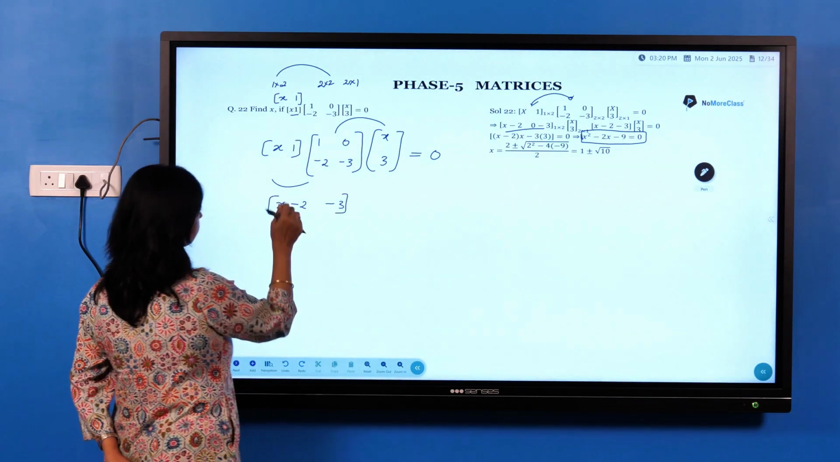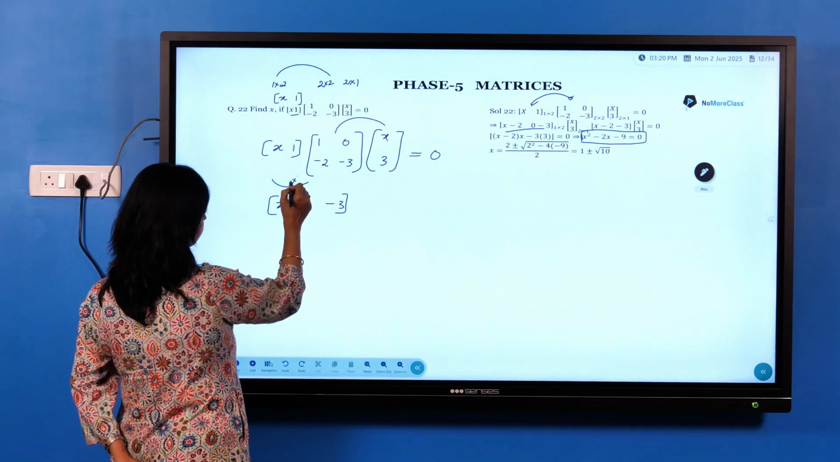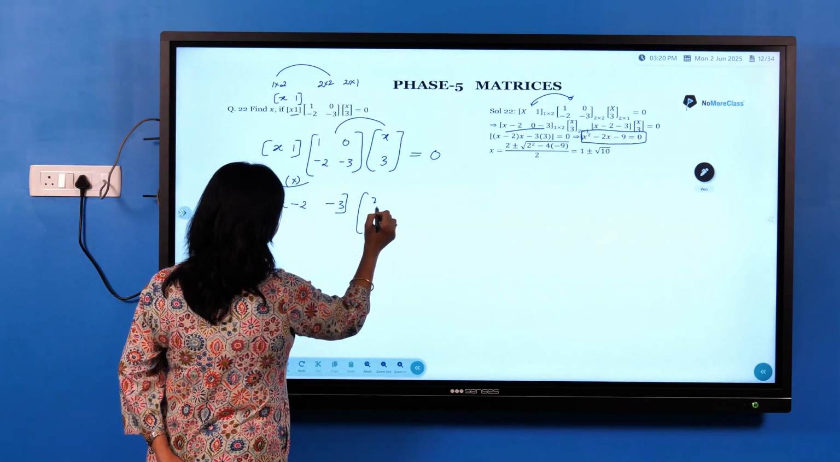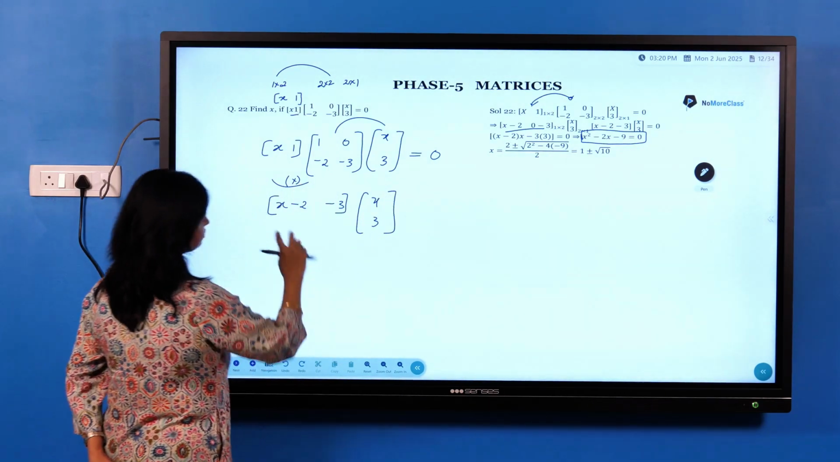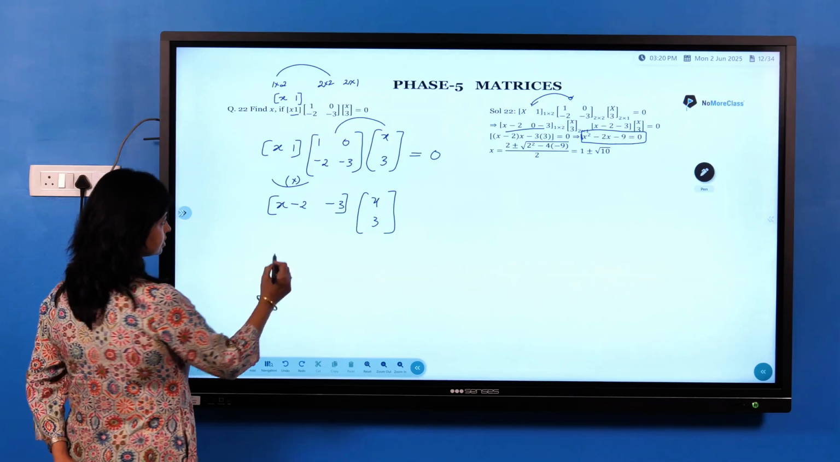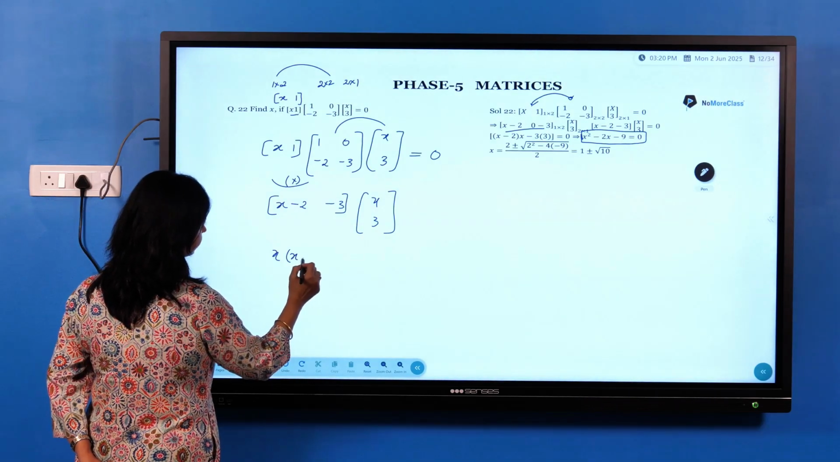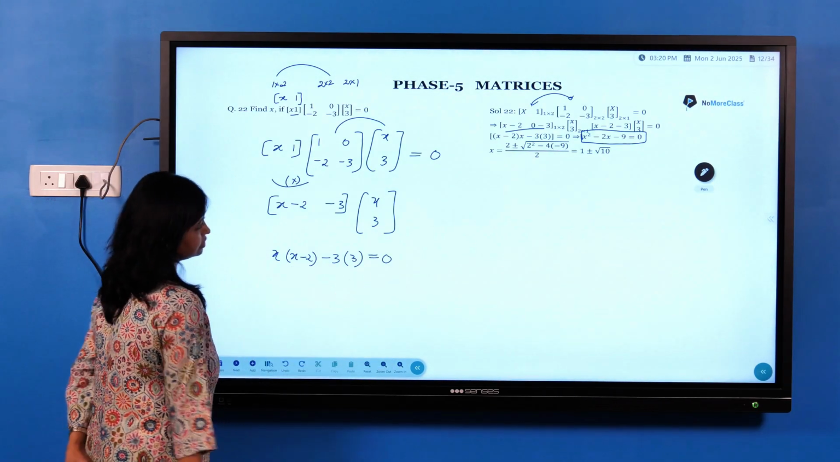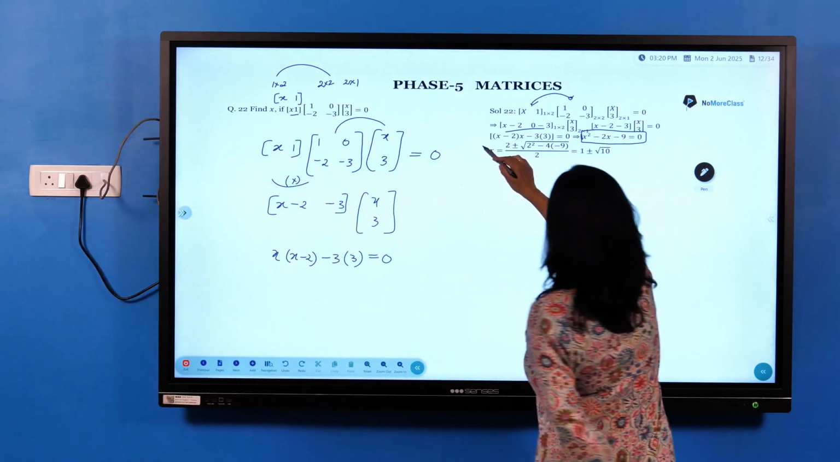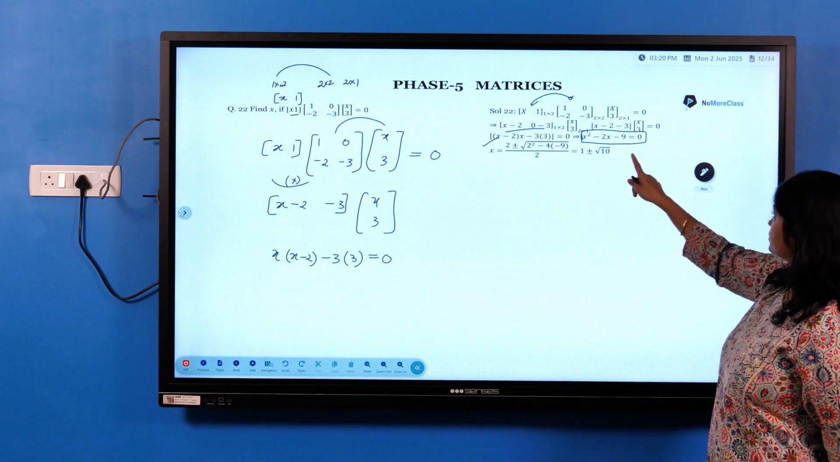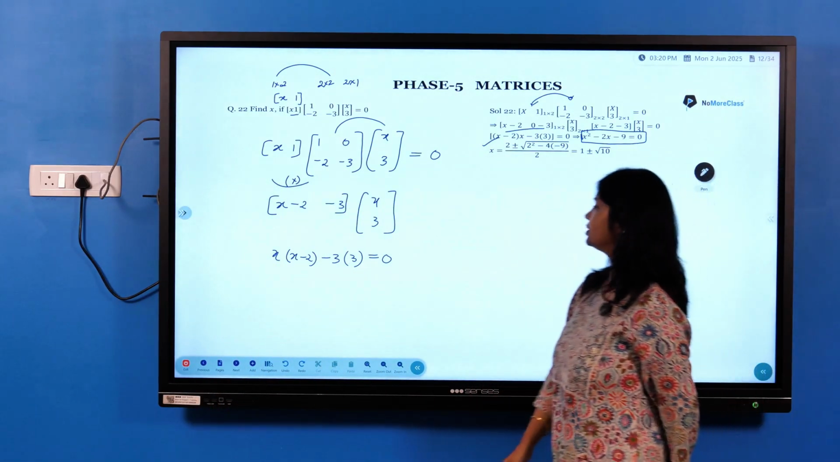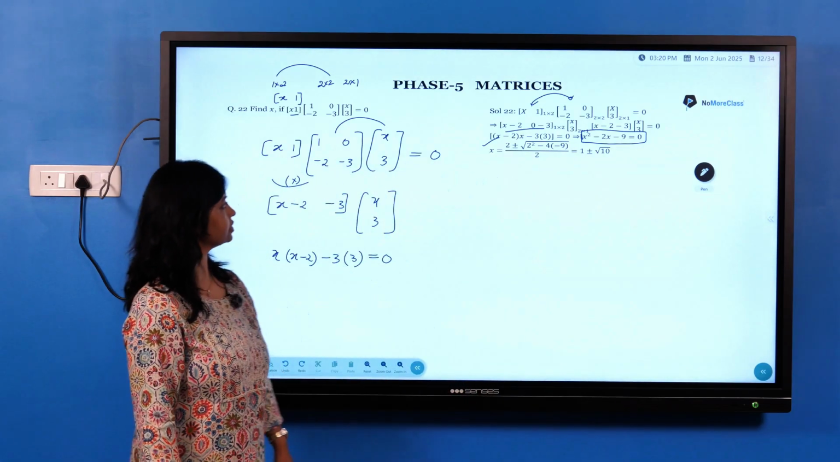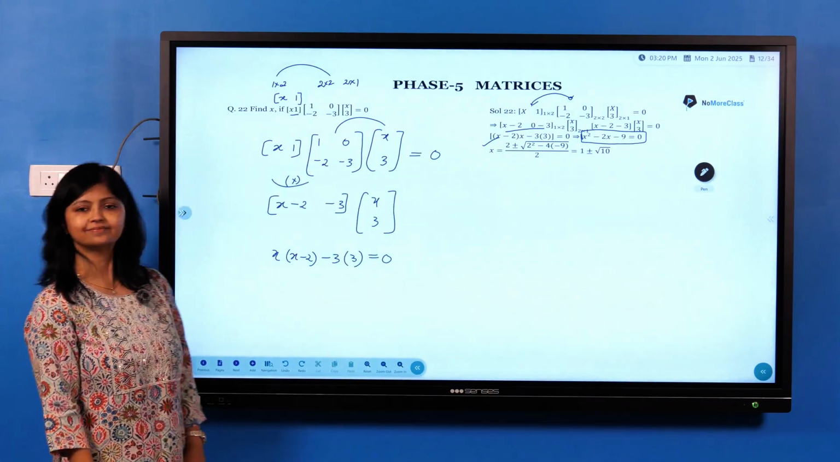So this is this into this. And then we multiply x and 3. This whole thing multiplies with this. So we get x into x minus 2 minus 3 into 3 is equal to 0. And then this will be a quadratic, which we can simply solve as we solve a quadratic equation. So that's about it. Thank you.